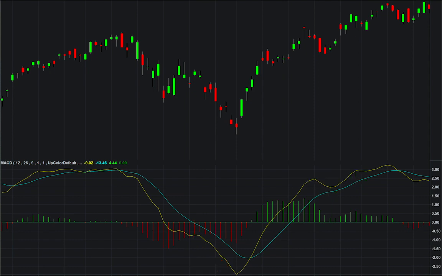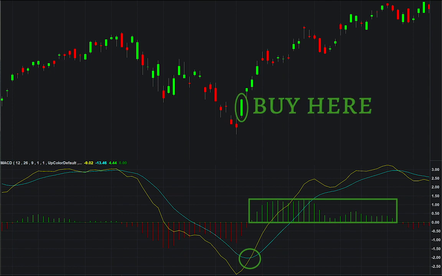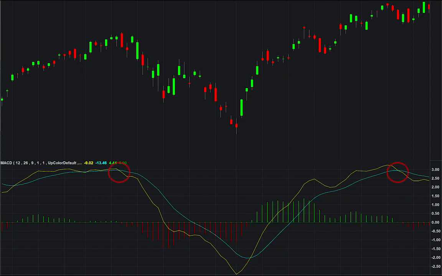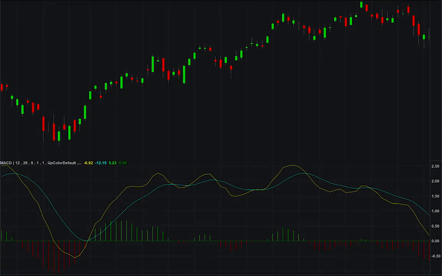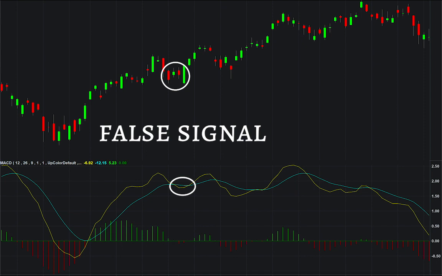Now that we covered all of the basics, let's go over a couple examples. As you can see on this chart, when the MACD rises above the signal line, the indicator is bullish. This suggests it may be a good opportunity to buy the stock. Conversely, when the MACD falls below the signal line, the indicator is bearish, suggesting it may be time to sell the stock.